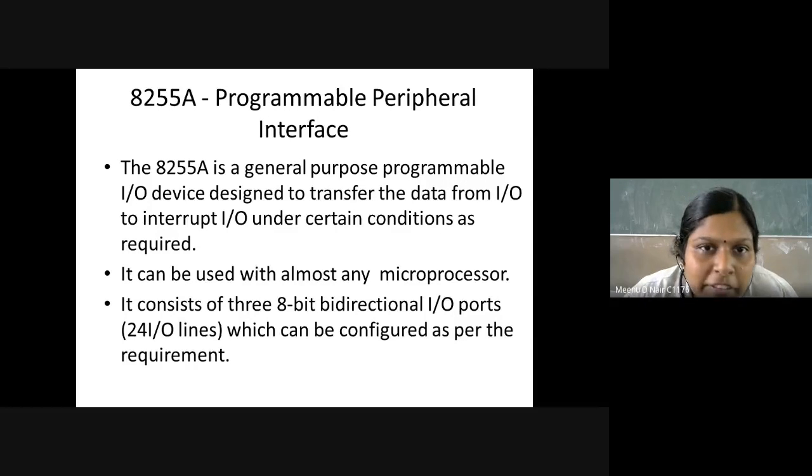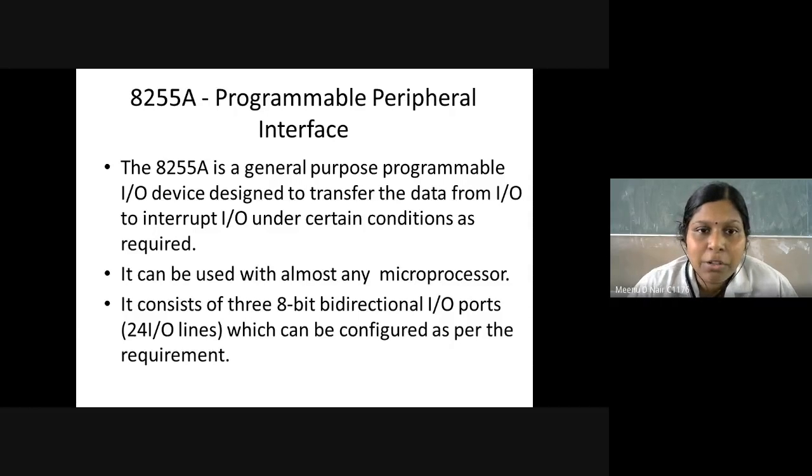So 8255 is a programmable peripheral interface, or you can call it a PPI. What is the use of this 8255? You need to transfer data to and from the microprocessor. You need to receive the data as well as transfer the data. That is the purpose of the 8255 programmable peripheral interface. Mainly it is an input output device, which means you have to transfer the data as well as receive the data from the outside devices to the microprocessor.